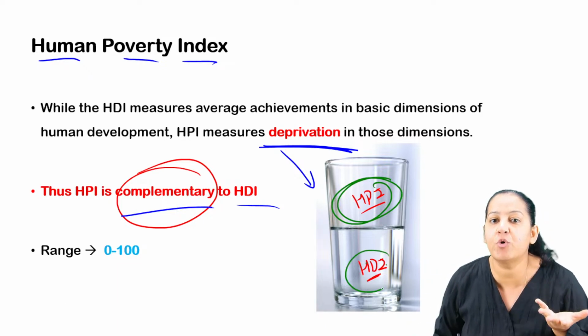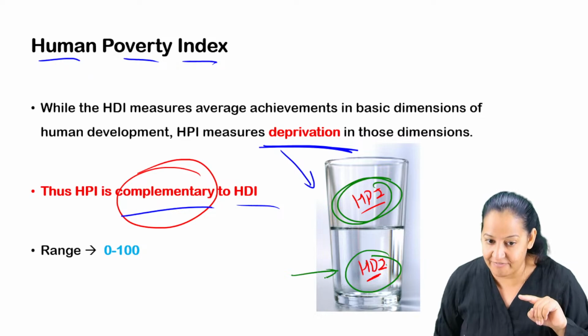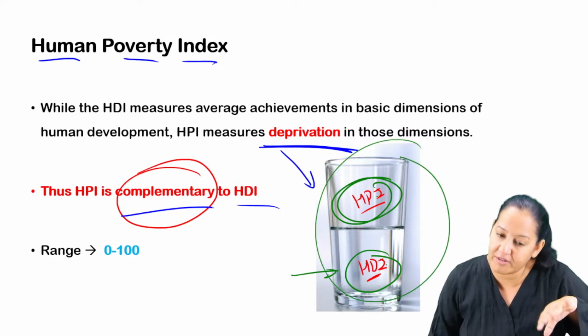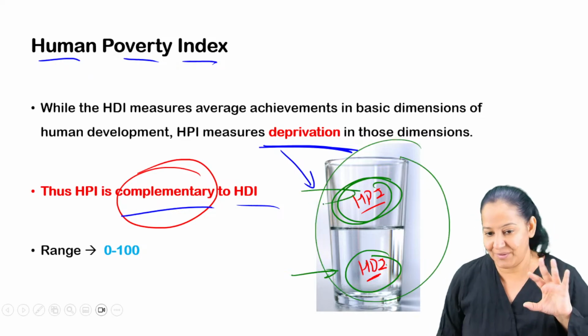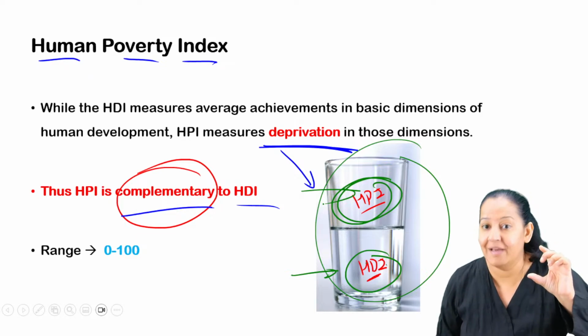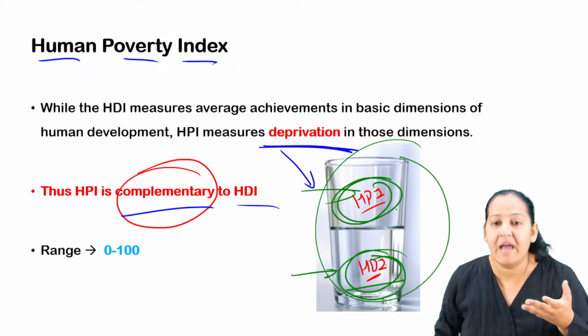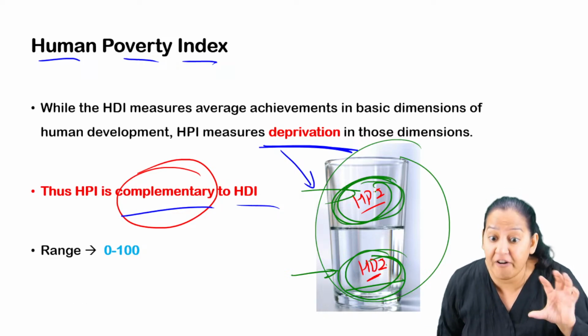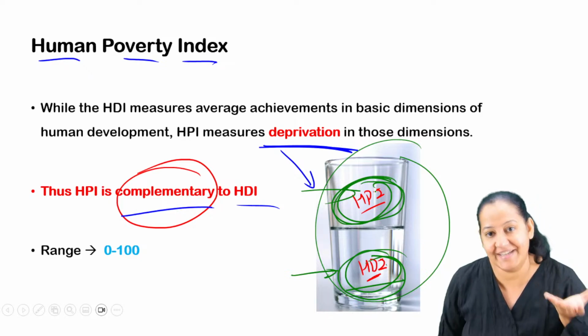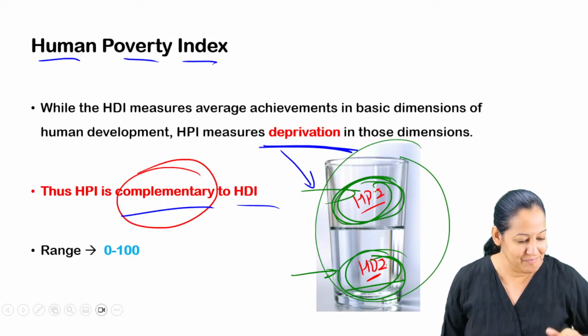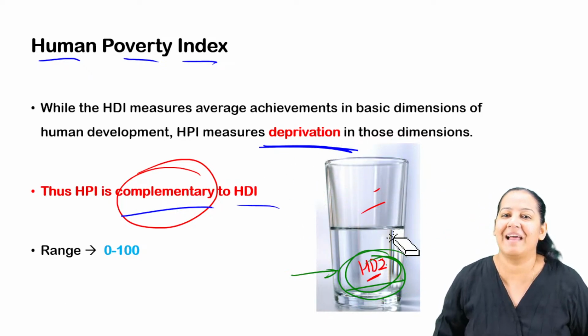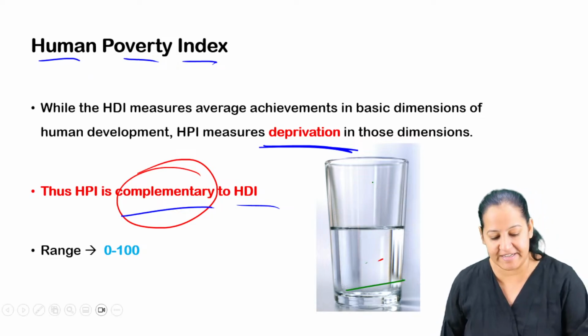It's complementary to HDI. So what the country has, if you subtract it from the total, you get what the country doesn't have. So it's like the glass is half empty. If you say the glass is half filled, it's the Human Development Index. It's achievement. And the glass being half empty is deprivation. It's HPI. How many of you got it? Give me a thumbs up. Got my point?